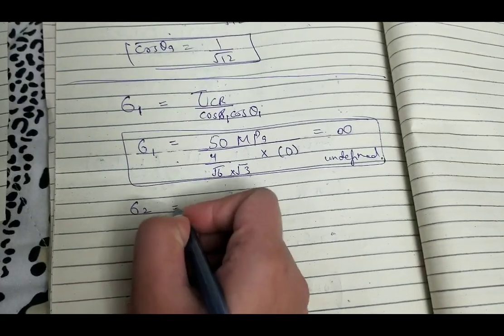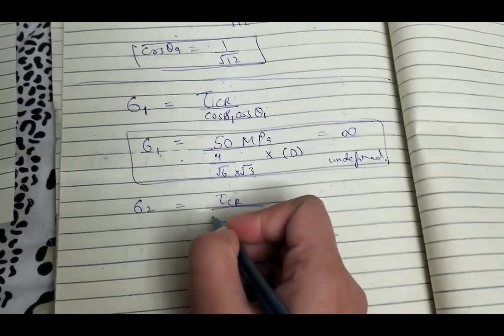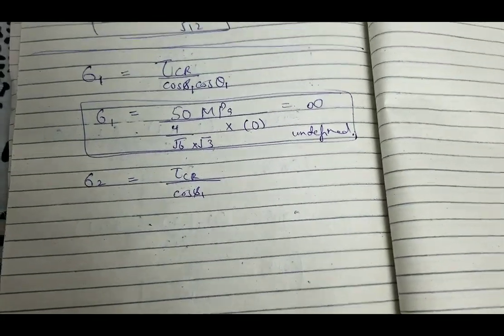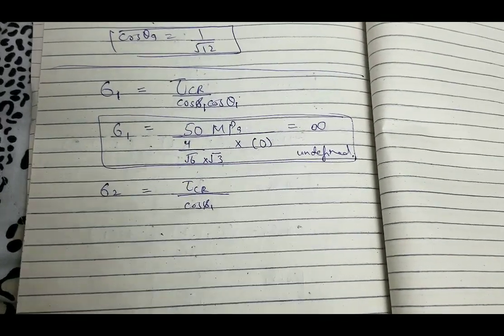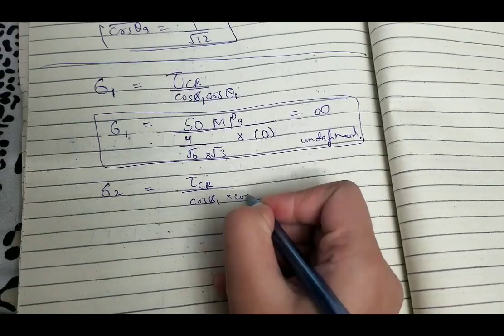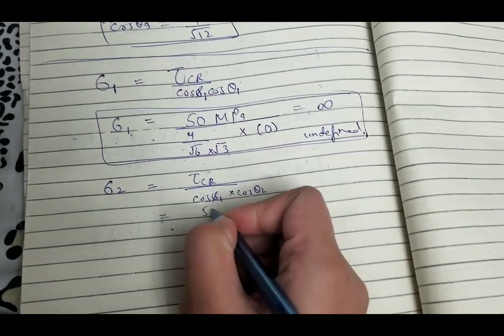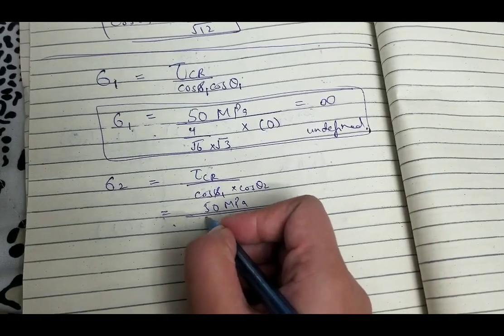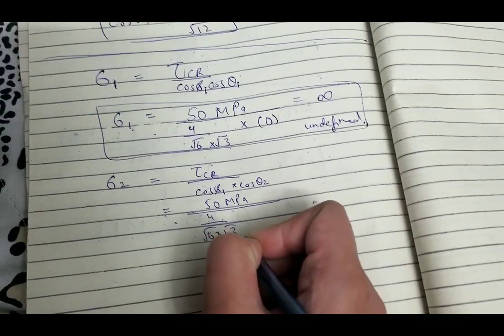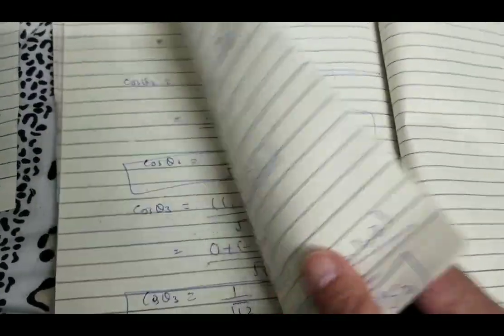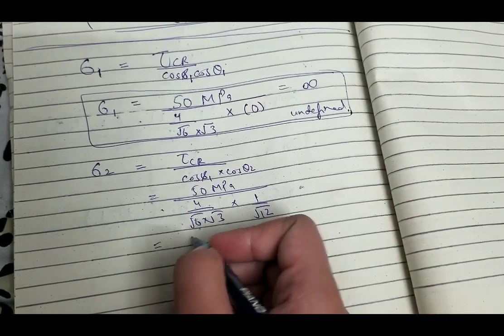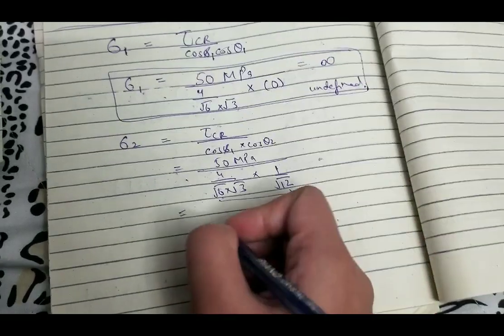Now sigma 2, which is slip system 2. Slip system 2 has the same plane 1 1 1, so cos phi 1 will be used, because phi depends upon the plane. Since the plane is the same, cos phi 1 will be used with cos theta 2, and it's 50 megapascal divided by cos phi 1, which is 4 by root 6 into root 3, and cos theta 2 was 1 over root 12. So these things go up.